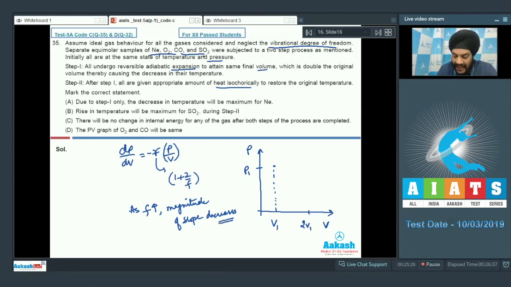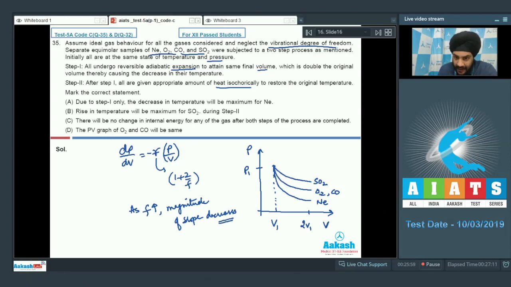So we can say that since SO2 has the largest F among all these species, SO2 is going to have the least slope. So SO2 will have a curve like this, followed by O2 and CO, which are both diatomic. And we can have Ne having the greatest slope among these given gases. So this is the plot obtained after step 1 has been completed.